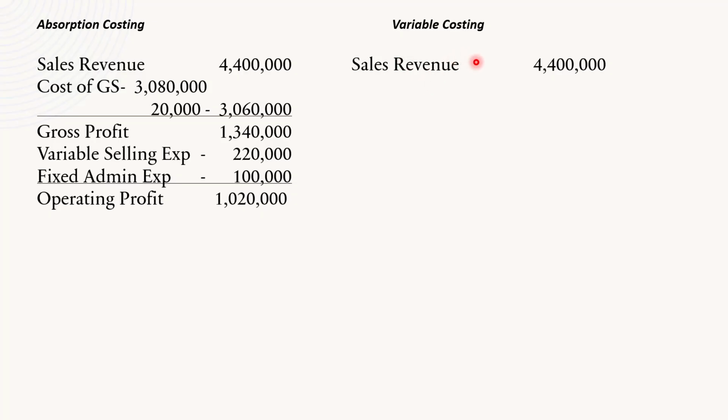220 pesos. 200 pesos multiplied by 22,000 units. 200, yung price, times 22,000, 4.4 million.